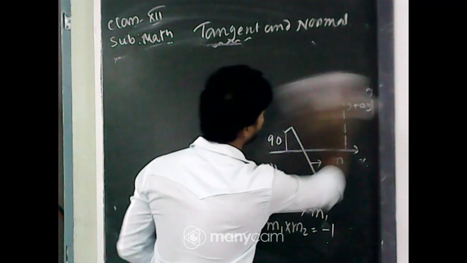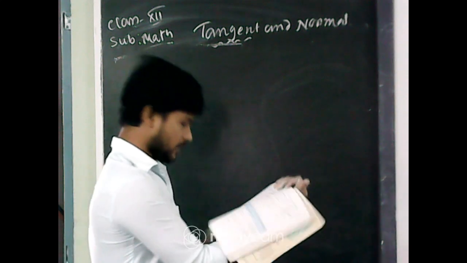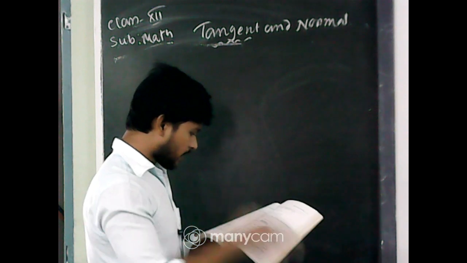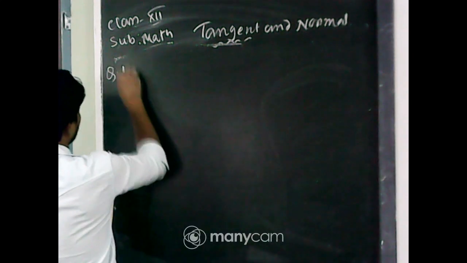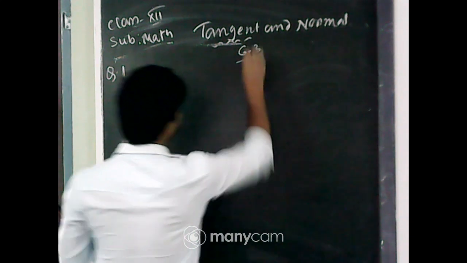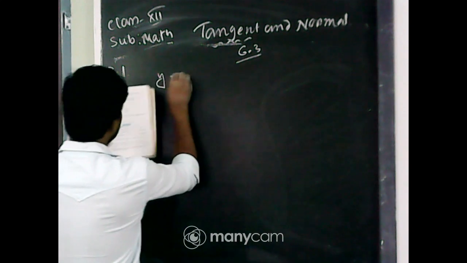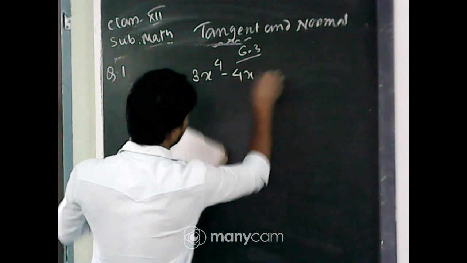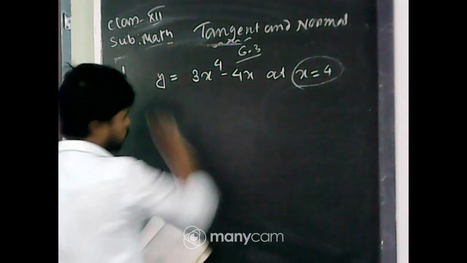Okay, now let's come to a few problems from your exercise. Let's solve it. So we are starting from question number 1 of exercise 6.3. The first question: find the slope of the tangent of the curve y is equal to 3x to the power 4 minus 4x at x is equal to 4. So at x equal to 4, we have to find the slope of the line.